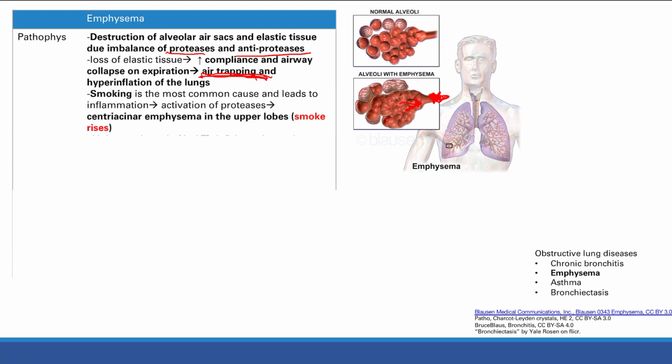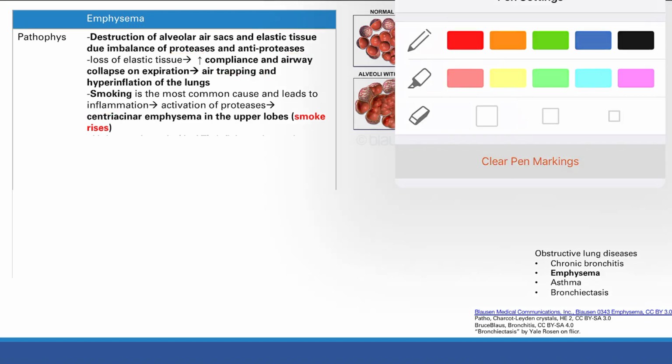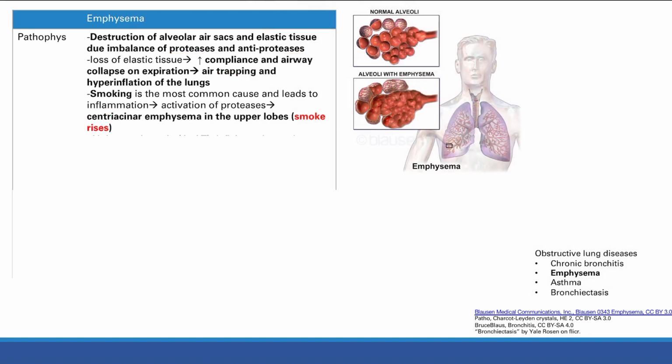Smoking is the most common cause, and the way it does this is that it leads to inflammation. Inflammation activates the proteases, and you're going to get central acinar emphysema in the upper lobes. You can remember this because, first of all, smoke rises, so smoke is going to go this way. It's going to damage the upper lobes of the lung.